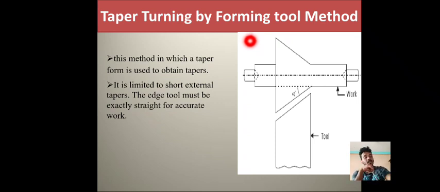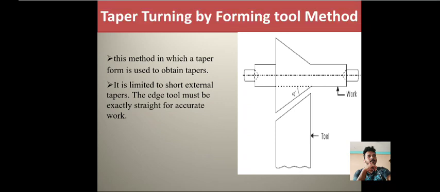where the compound rest has been swiveled to an angle of 45 degrees and an inclination to get a bevel angle, whereas here the forming tool has been provided so that the tool can be formed at an angle. This is the taper turning by the forming tool method.